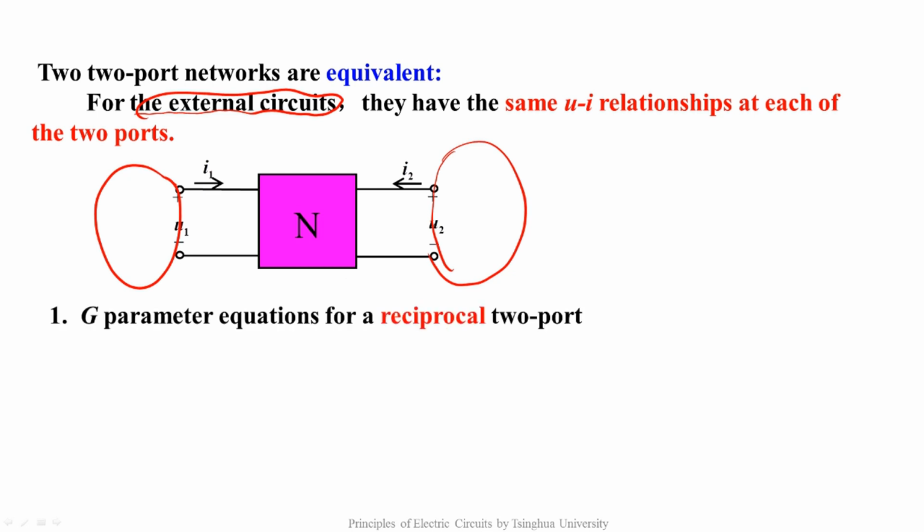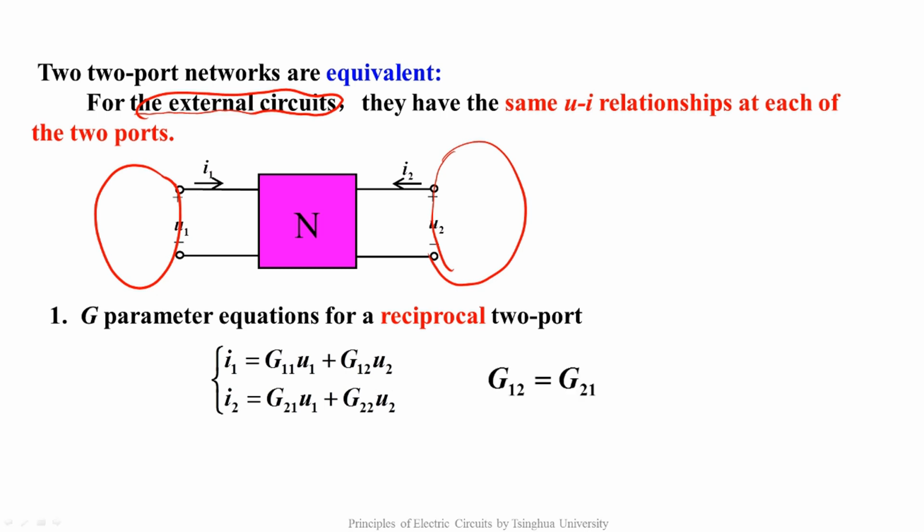Firstly, let's focus on the equivalent circuits of the reciprocal two-port. These are G parameters for a reciprocal two-port. Since it's a reciprocal two-port, G12 equals G21, and there are only three independent elements. So we can use the T-type or pi-type network to generate the equivalent circuit. Reviewing the example when we introduced the G parameters, we know that pi-type network might be easier.